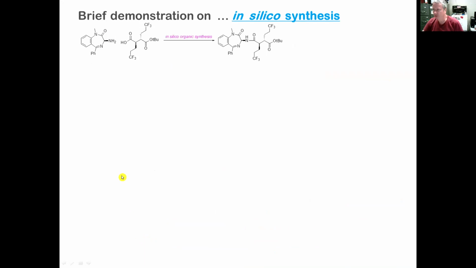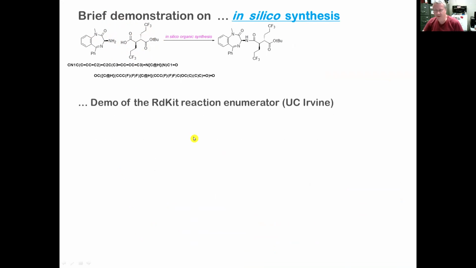Okay, so finally what we've been waiting for, demonstration of in silico virtual synthesis. So what we're going to do is examine this reaction, but we're also going to do variations. Like a library of carboxylic acids with this amine, or a library of amines with this carboxylic acid. Okay, there's the SMARTS and SMILES. And we're also going to use this RDKit reaction enumerator. This does all the hard work for us. It's at UC Irvine. And I'll show it in a second, the reaction processor.